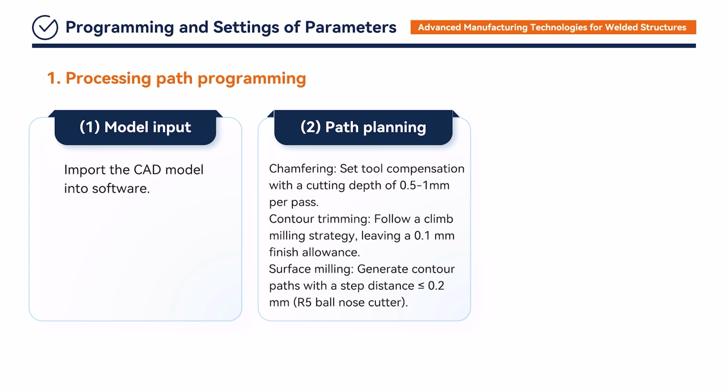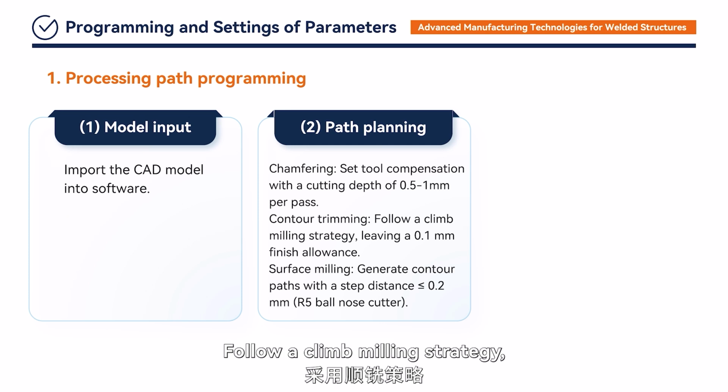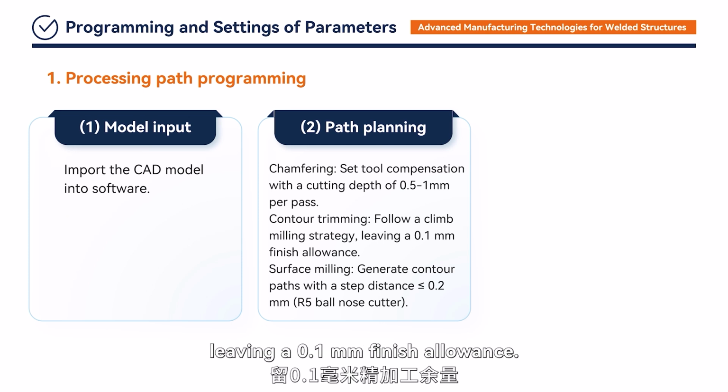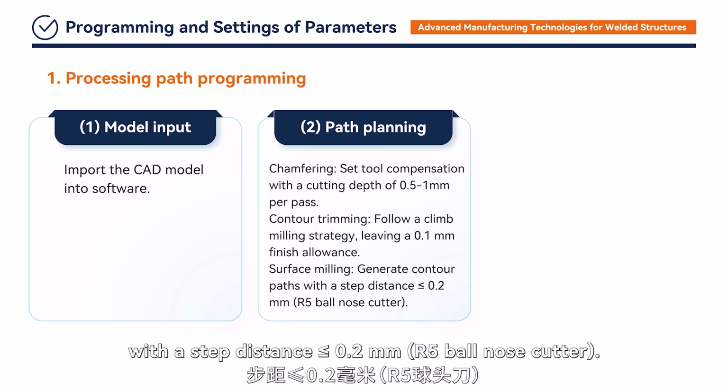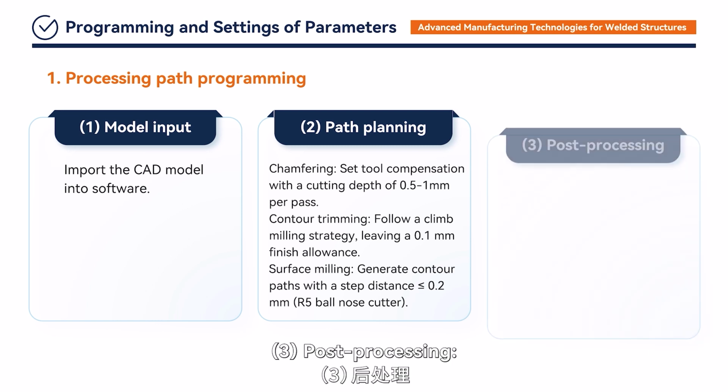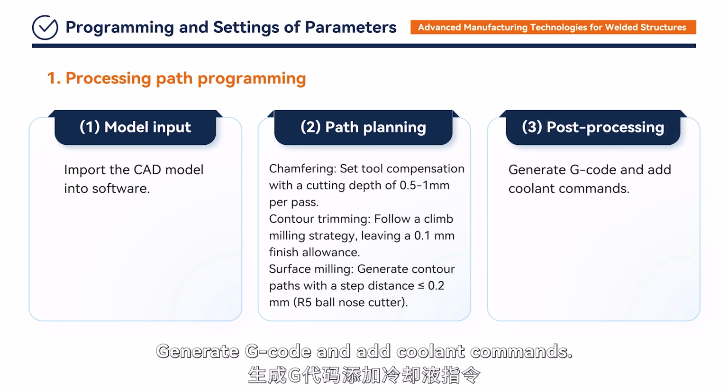Contour trimming. Follow a climb milling strategy, leaving a 0.1 millimeters finish allowance. Surface milling. Generate contour paths with a step distance less than or equal to 0.2 millimeters, R5 ball nose cutter. 3. Post-processing. Generate G-code and add coolant commands.